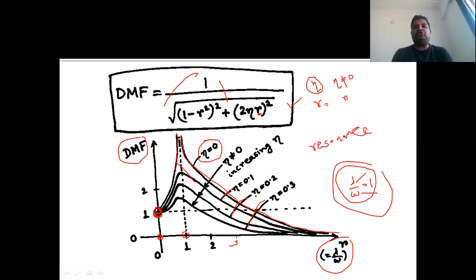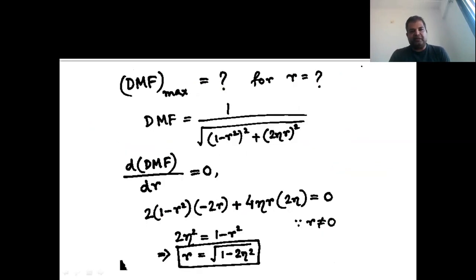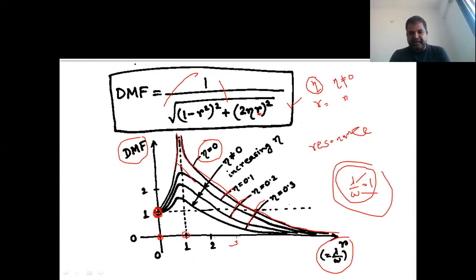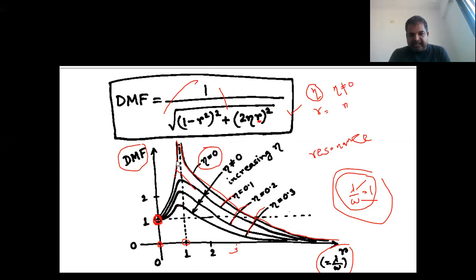So one may say, crudely, that when lambda by omega is equivalent to 1, the resonance condition will occur. Otherwise, you need to find the exact location. So the question remains: how do we find the exact location where this peak happens? At what value of R does your DMF become maximum?